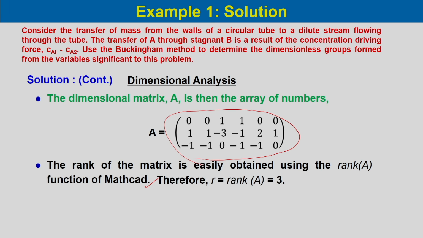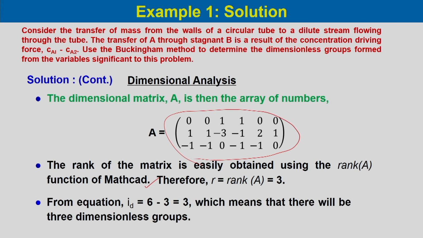So, in this case the rank r of the A matrix is 3. That means, from the equation which we have said, i D is equal to n minus r. So, in this case the rank r is 3, and i D would be equal to the number of variables, which is 6, minus the rank, which is 3. So, i D would be 3, which means that there will be 3 dimensionless groups.